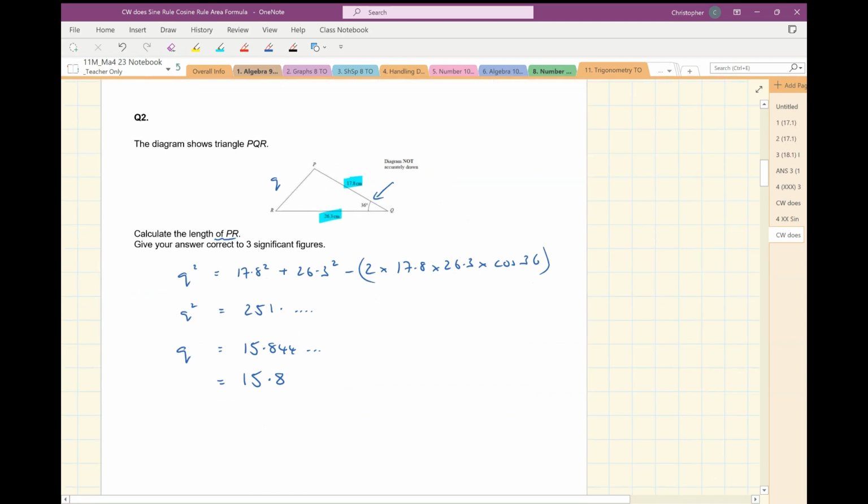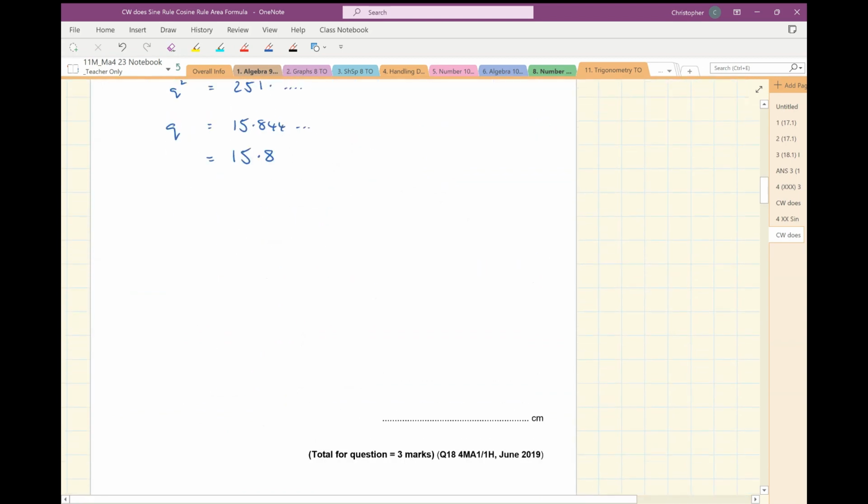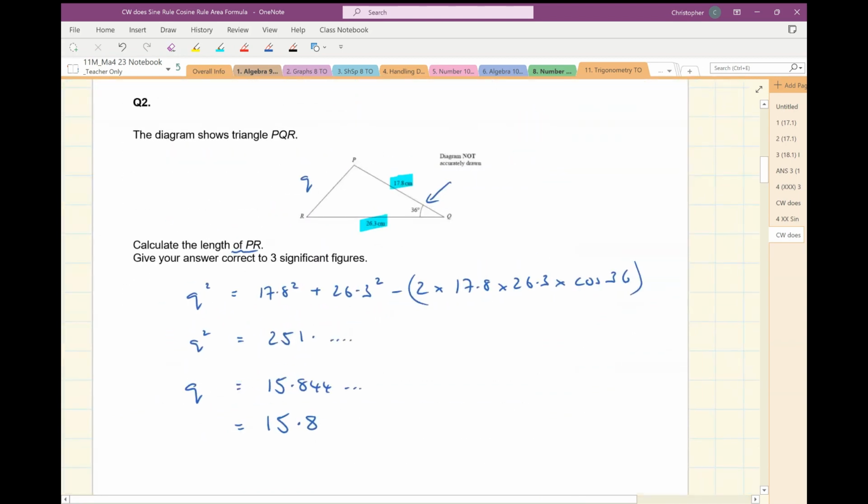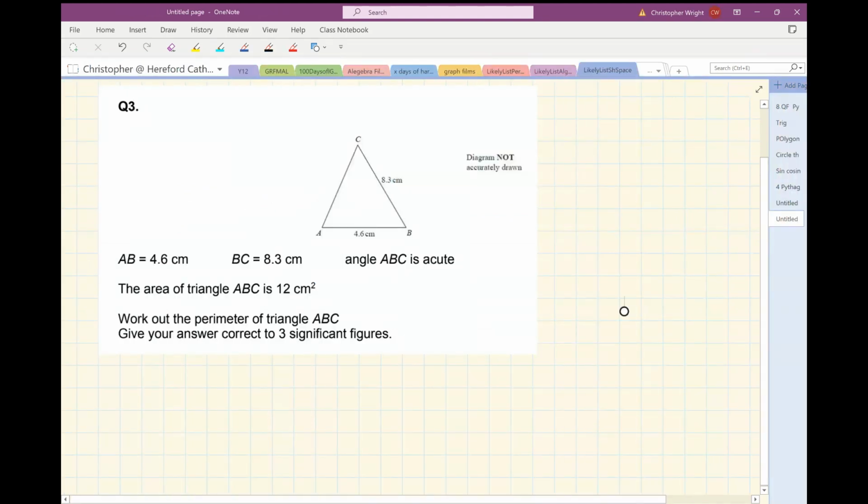And let's just have a look. That question is a question 18, so it's towards the end of the paper, so they consider that to be quite difficult.